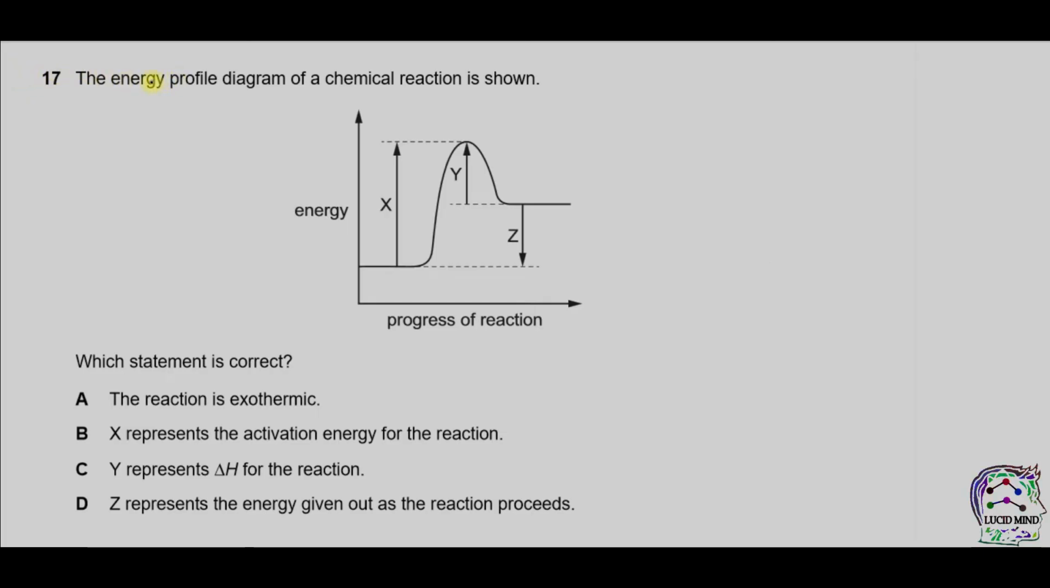Question 17, the energy profile diagram of a chemical reaction is shown. This is the energy profile diagram. These are the reactants and this is the product. Which statement is correct?